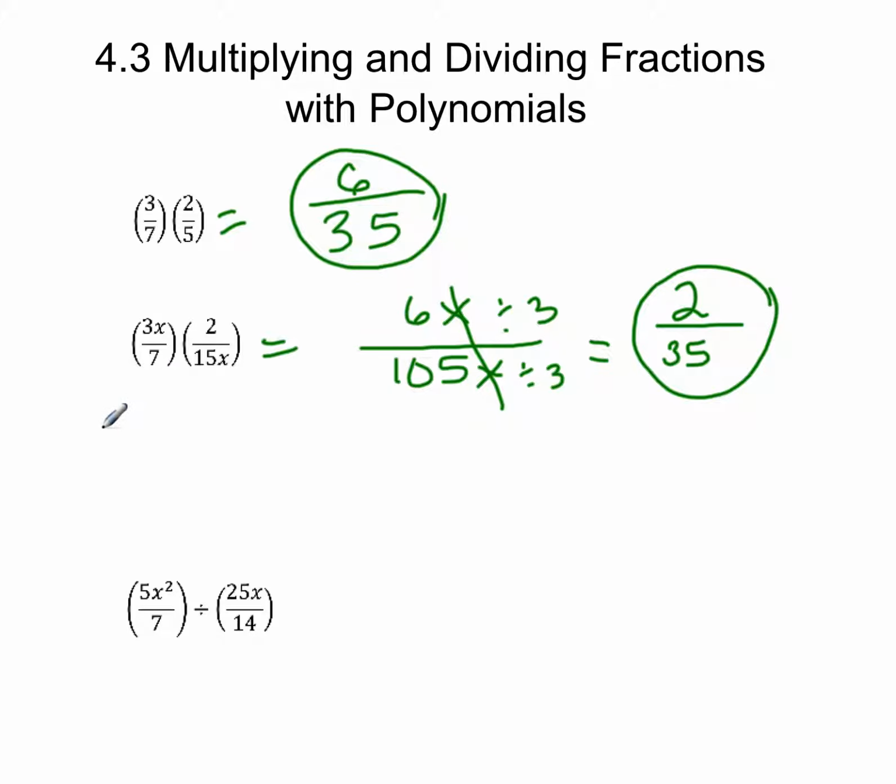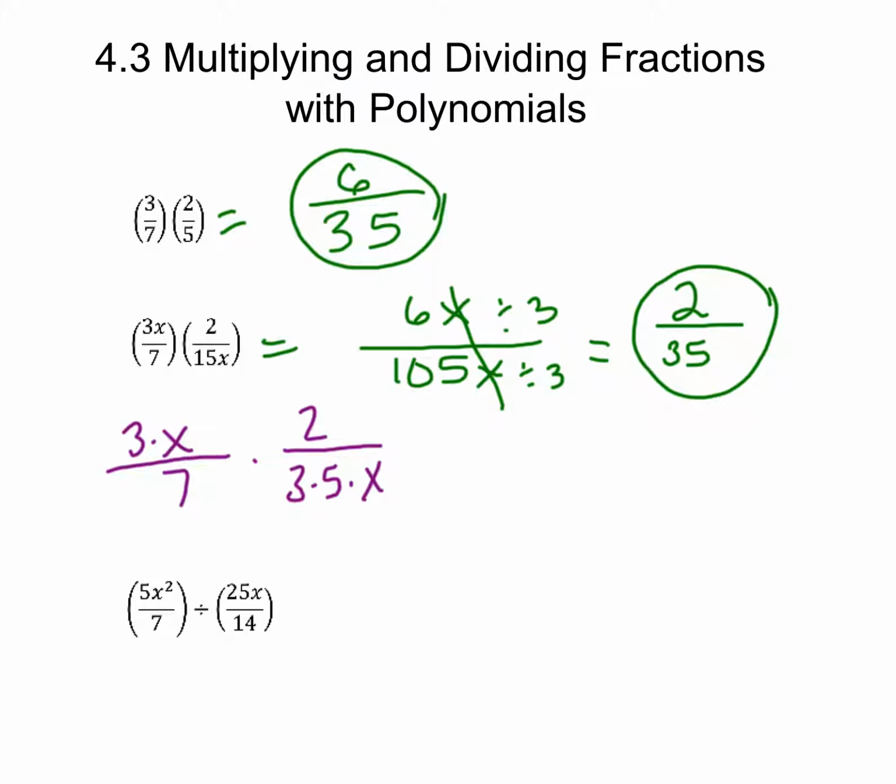And you learned this in JA. You learned to prime factor everything. So 3 can't be factored any further, x can't be factored any further, 7 can't be factored any further, 2 can't be factored any further, 15 can though. So I write 15 as 3 times 5 times x.